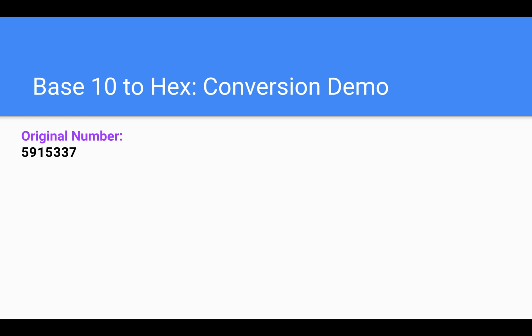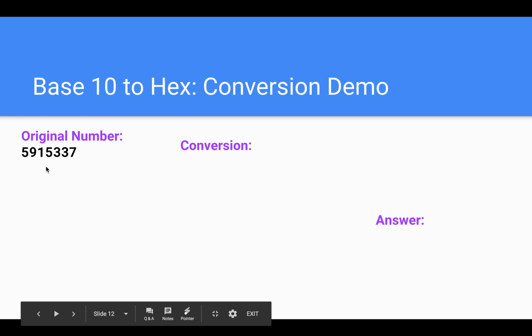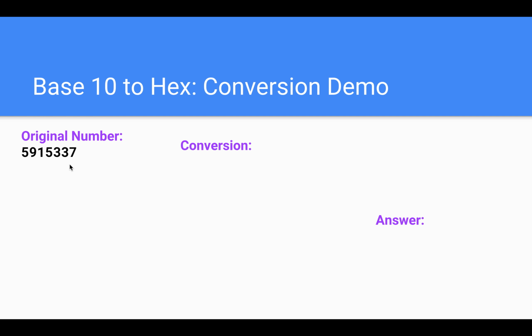Base 10 to hex. So this is a demo. We're going to start with this original base 10 number, 5,915,337. 5,915,337 divided by 16 is 369,708 plus 9. So the first digit over here is going to be a 9.